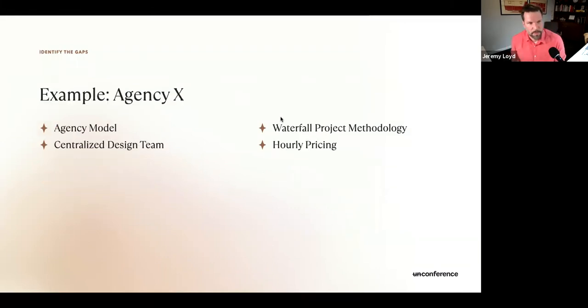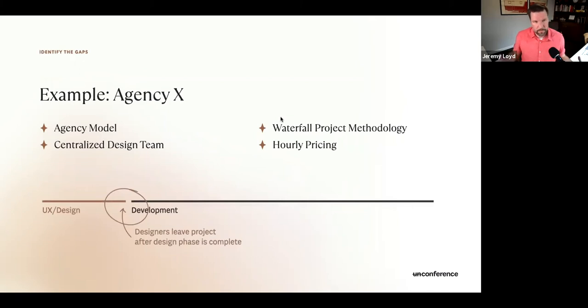So let's take a quick example here. We have agency X, who's in an agency model. They have a centralized design team. They use a waterfall methodology and they price hourly. So if we look at a path of a project, which you can imagine is this horizontal line, you can start to see, okay, we have a big gap between design and development because we really front load our projects with design. Design's done, they've done their thing, client has approved it, and then they pass it off to developers. And this is a pretty common example. Some of your examples might be a little bit more subtle, but this one's pretty obvious.